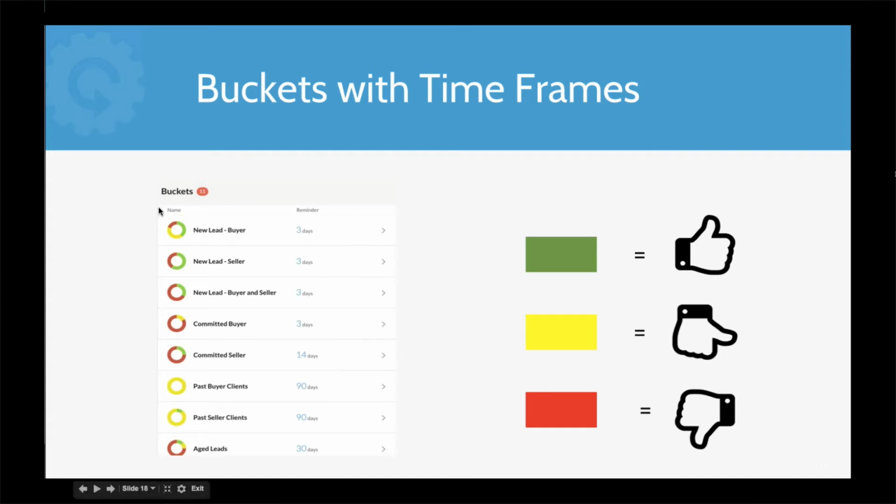So for all the contacts that are in my new lead buyer bucket up here, and I have a reminder time frame of 3 days, anyone who's in the green, which is this portion of my little donut here, that's going to mean I've spoken to that amount of contacts within 3 days. So let's say there's 10 contacts in this bucket. I've spoken with 3 of them within 3 days, maybe 4 of them past 3 days, so they're yellow, and then red is I haven't talked to those people in a very, very long time.